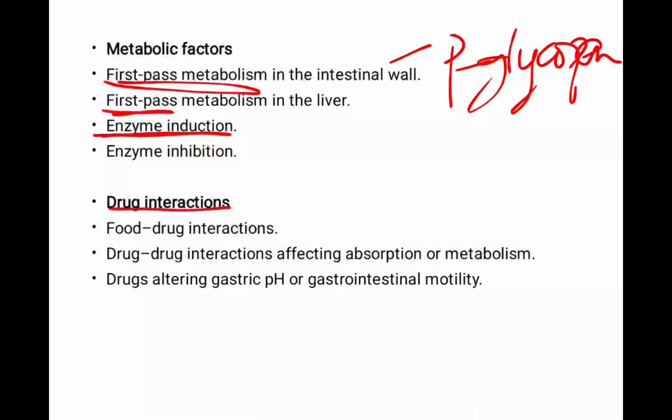For drug interaction, we already talked about food drug interaction, where certain foods increase or decrease the absorption of a drug, thereby directly affecting bioavailability. We also have drug interactions affecting absorption or metabolism.